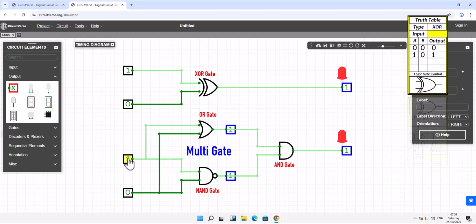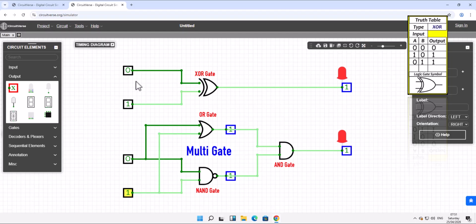Now to change the input to 0 and 1, the XOR gate results in a 1. The input to the NAND gate in our multigate is 0 and 1, which means the output from this gate is 1. The input to our OR gate is also 0 and 1, which means an output of 1. The input to the AND gate is 1 and 1, that results in an output of 1.